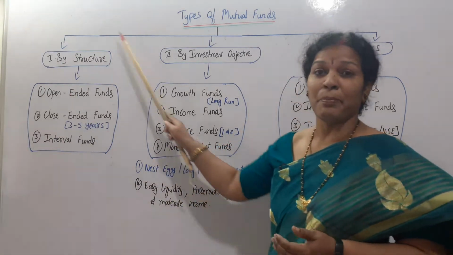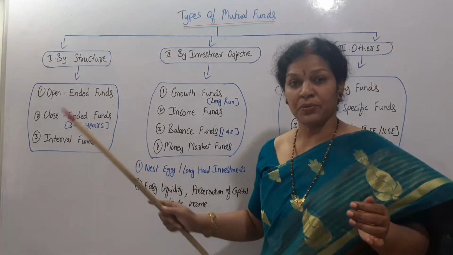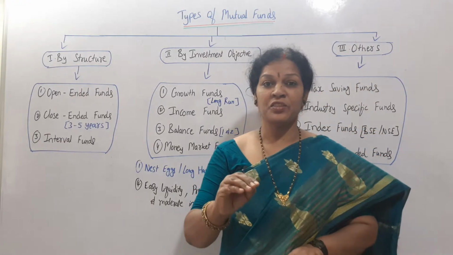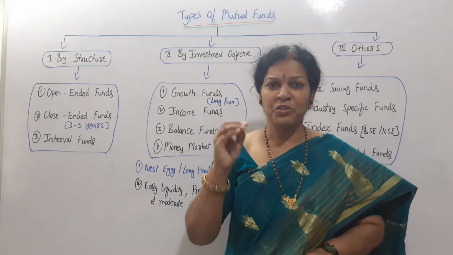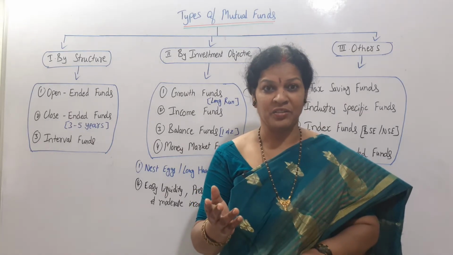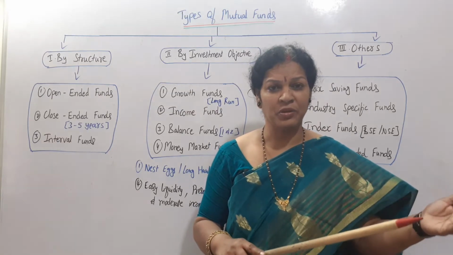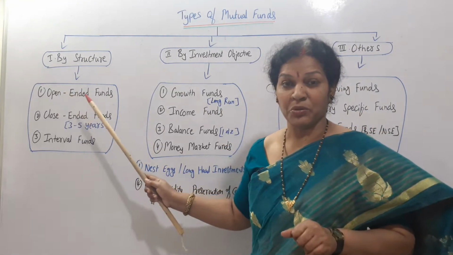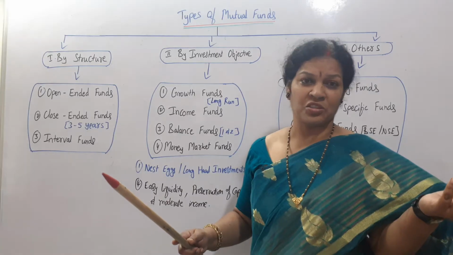First of all, by structure. By structure means investors' point of view, there are 3 types of mutual funds. First one is open-ended funds. Open-ended funds means these funds are always available in the market. Want to buy mutual funds? Yes, you can go and buy. And want to sell the mutual funds? Yes, you can sell it. There is no restriction at all. Anytime you can buy, anytime you can sell it. Open-ended, that is why the name we have given to it. Open is open and end also, there is no restriction at all.